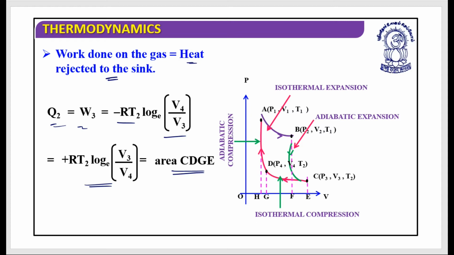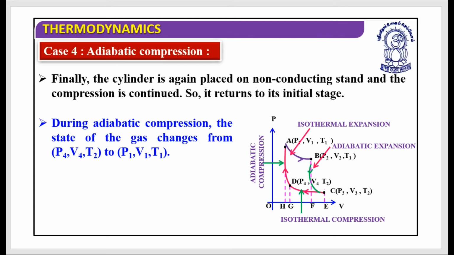I hope this is clear. So this was the third step, and now it's the last phase where we are going to compress this gas adiabatically. So it's an adiabatic compression. Finally the cylinder is again placed on the non-conducting stand and the compression is continued, so that it can return to its initial stage, because this engine should be working as a reversible engine. So whatever the initial state was, we need to reach at the final stage.